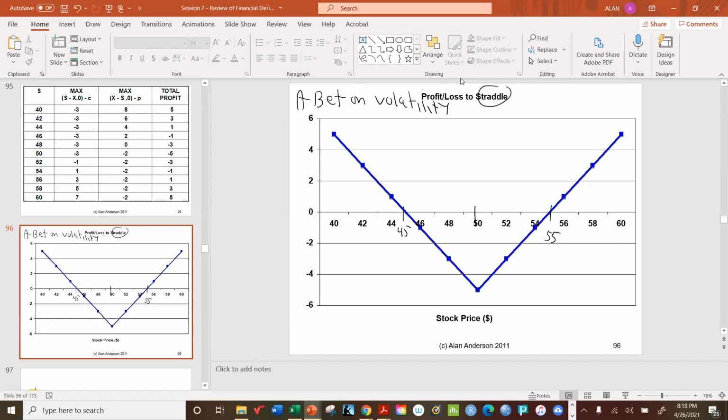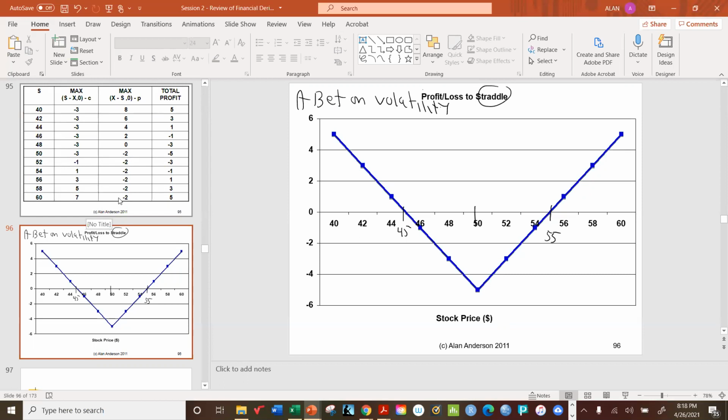We don't care. The only thing that can go wrong is if tomorrow they postpone the announcement for another month, and then the price will just stay where it is, and then we'll end up losing money. So as long as it moves one way or the other, we're going to make money. And that's what we mean by bet on volatility.